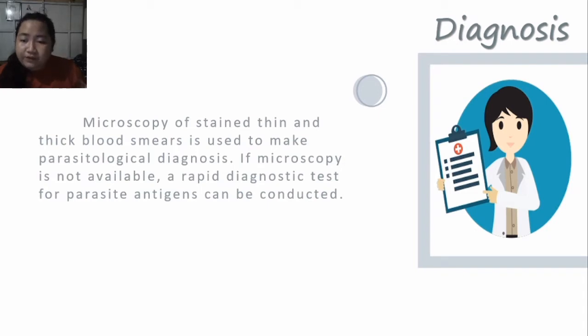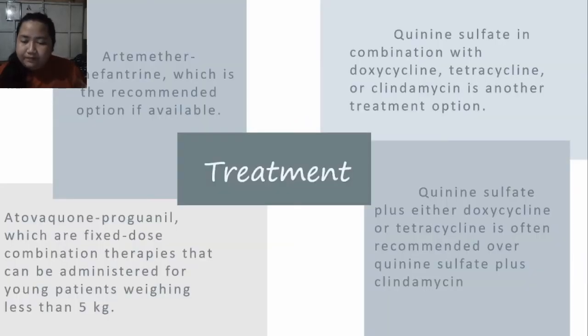Diagnosis. Microscopy of stained thin and thick blood smears is used to make the parasitological diagnosis. If microscopy is not available, a rapid diagnostic test for parasite antigens can be conducted. So here are the treatments. We have artemether-lumefantrine, which is the recommended option if available.